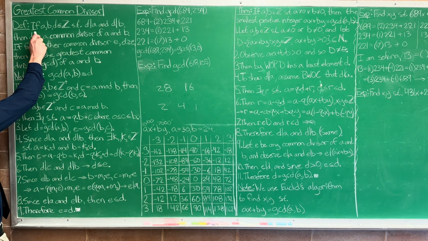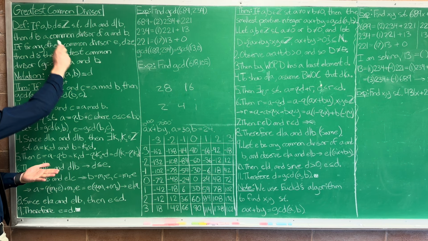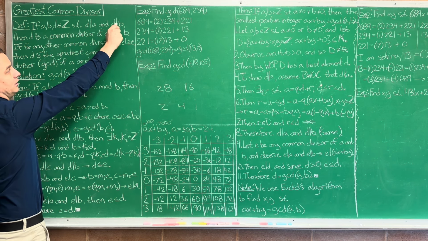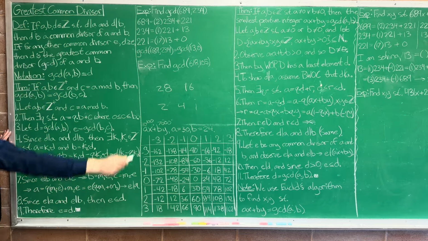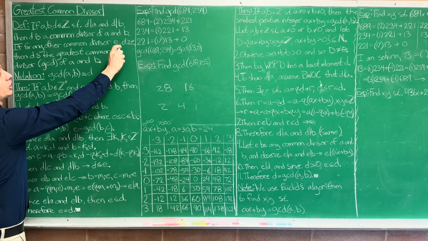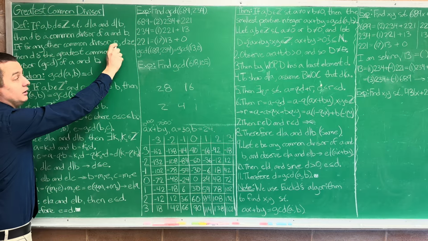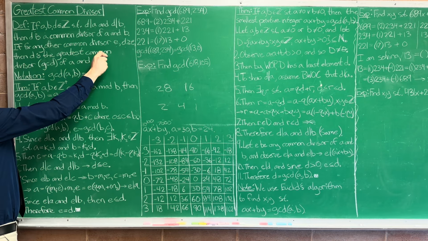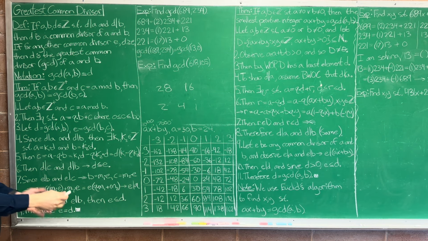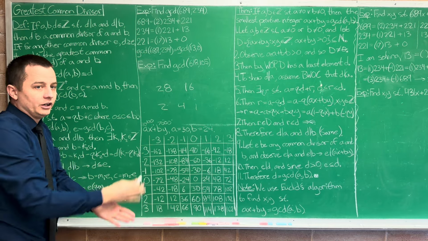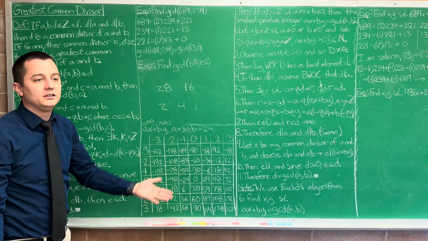That's what we mean by D here. So let me read it one more time. It should be perfectly clear. If A, B, and D are all integers, such that D divides A and D divides B, then D is a common divisor of A and B. If for any other common divisor E, D is greater than or equal to E, then D is the greatest common divisor. It's the greatest common divisor if it's greater than or equal to all the common divisors.